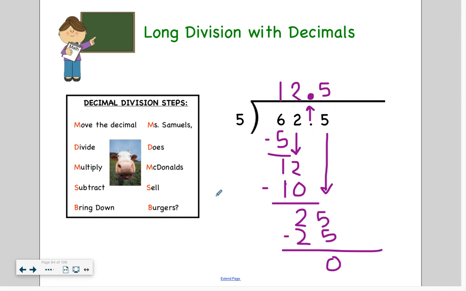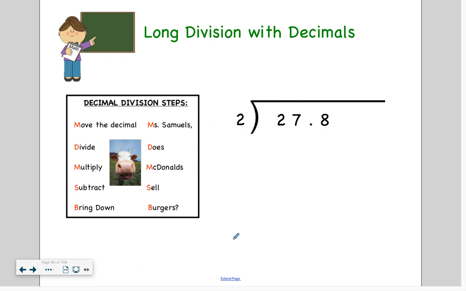Let's just check it with an estimate though. 62 and 5/10 is very close to 60. I'm going to keep my 5 as a 5, but you can also change it to 6 to make it an easier answer as well. So I know that 60 divided by 5 is 12. That's a fast fact I know in my head. But if you had chosen to do 60 divided by 6 to make it easier numbers, that equals 10. And 12 and 5/10 is very close to 10.